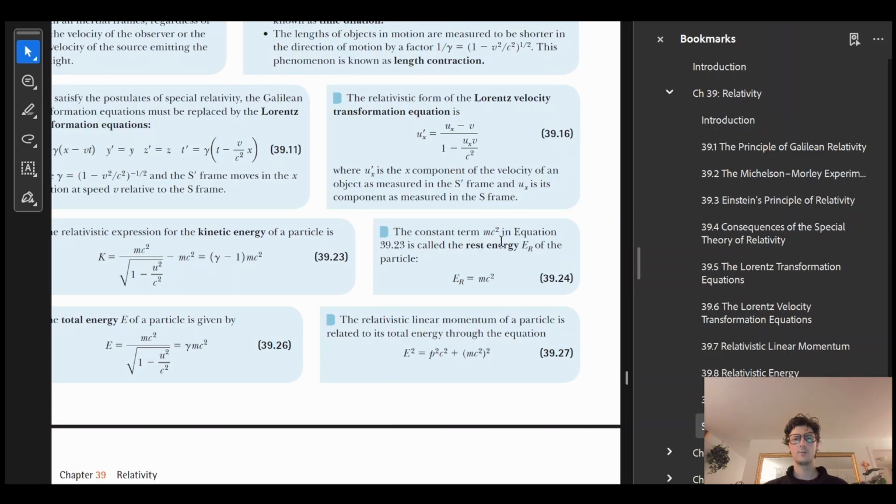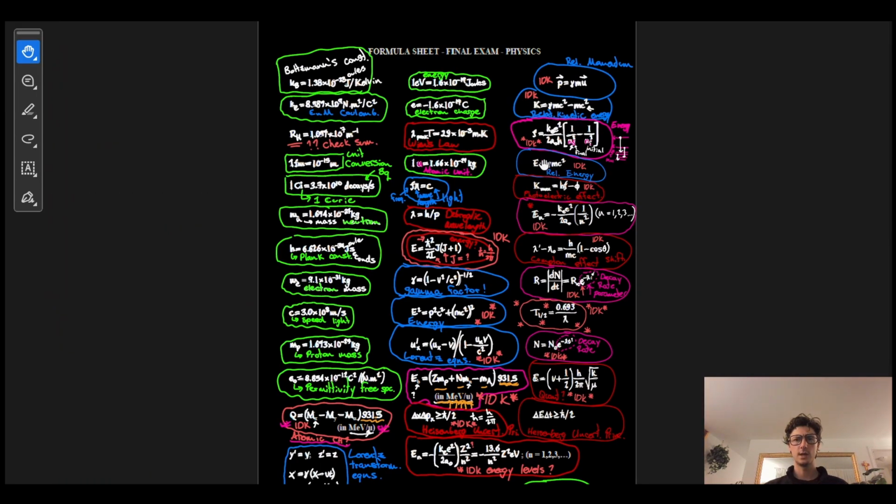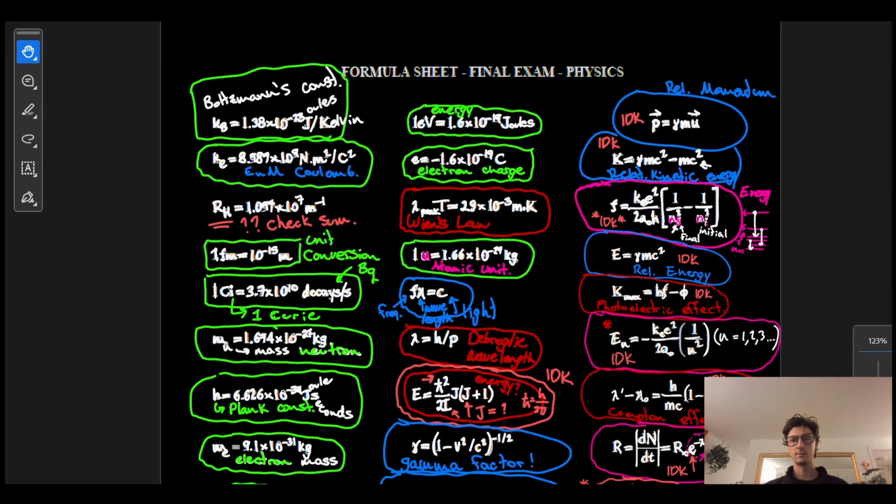The constant term mc squared in equation 39.23, this one right here, is called the rest energy, E subscript r, of the particle. E subscript r is equal to mc squared. Go back to the equation sheet. You can see actually they give this to you right here. Relativistic energy, I wrote an I don't know. Now you can see, let me actually zoom in here.